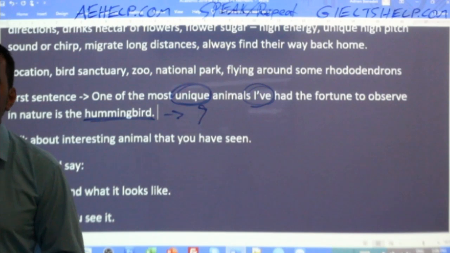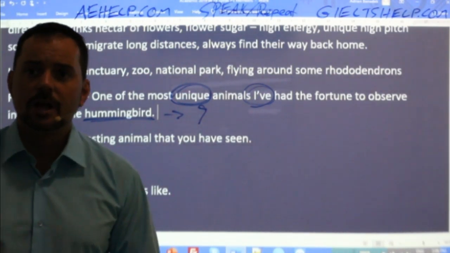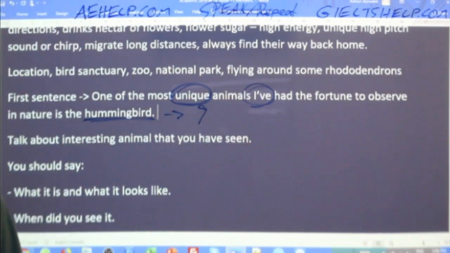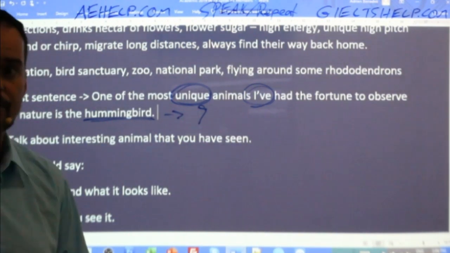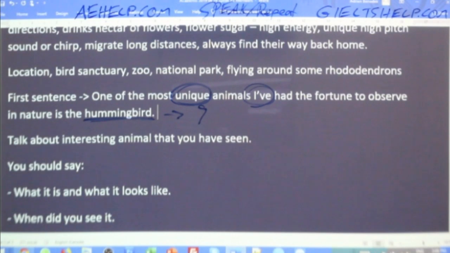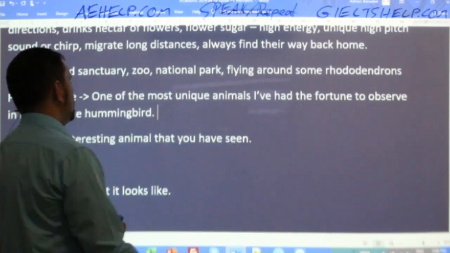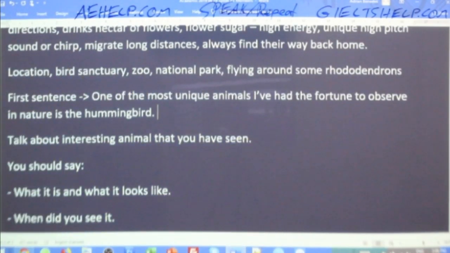Roshni says, I still remember the unique colors of the hummingbird that I have not found in any other bird. Okay, that's better, Roshni, so it's more specific. All right, so let's continue with this. So my first sentence is, one of the most unique animals I've had the fortune to observe in nature is the hummingbird. Now, clearly, just like with people, it makes sense to describe its appearance firstly, okay?